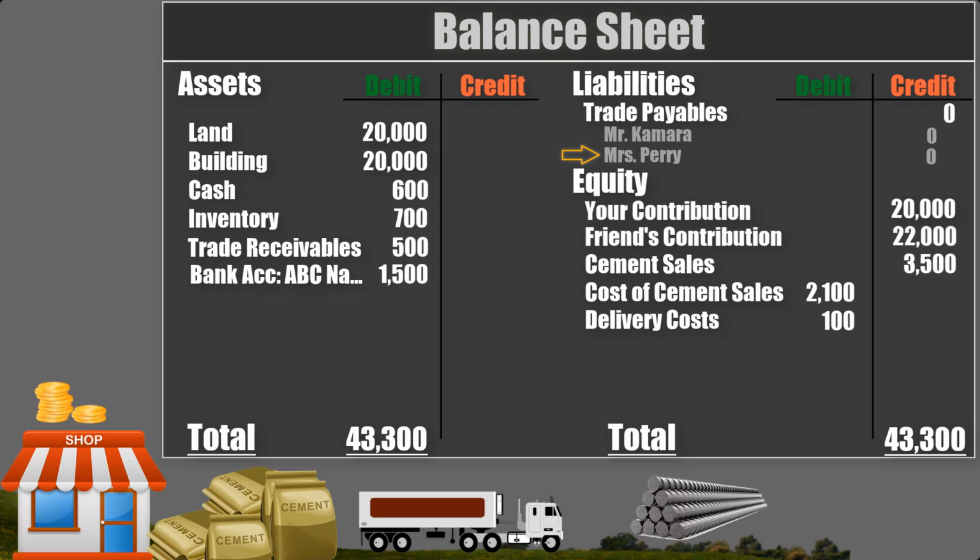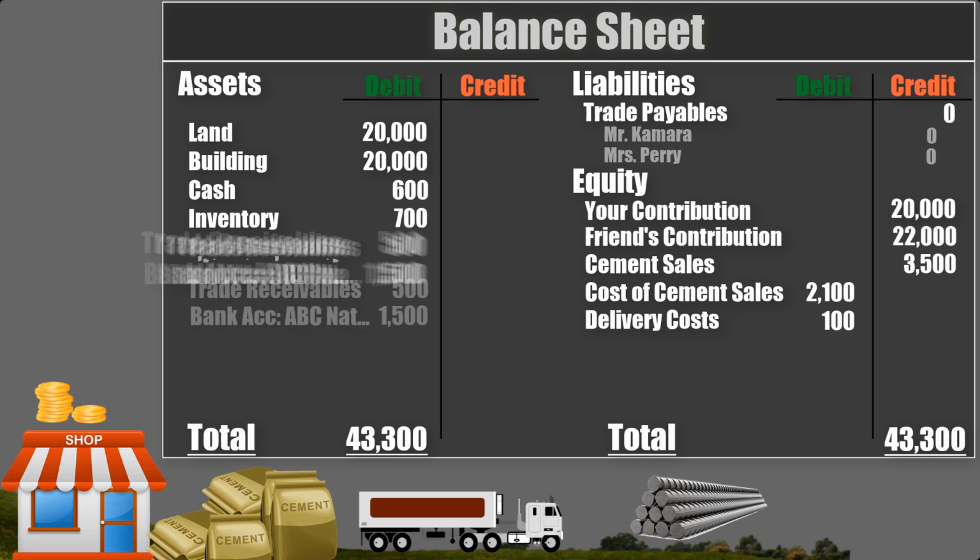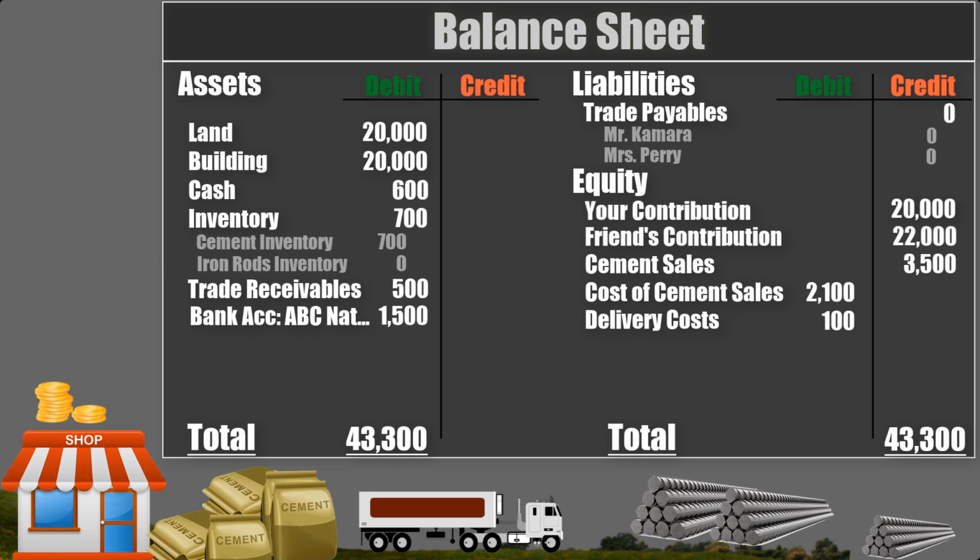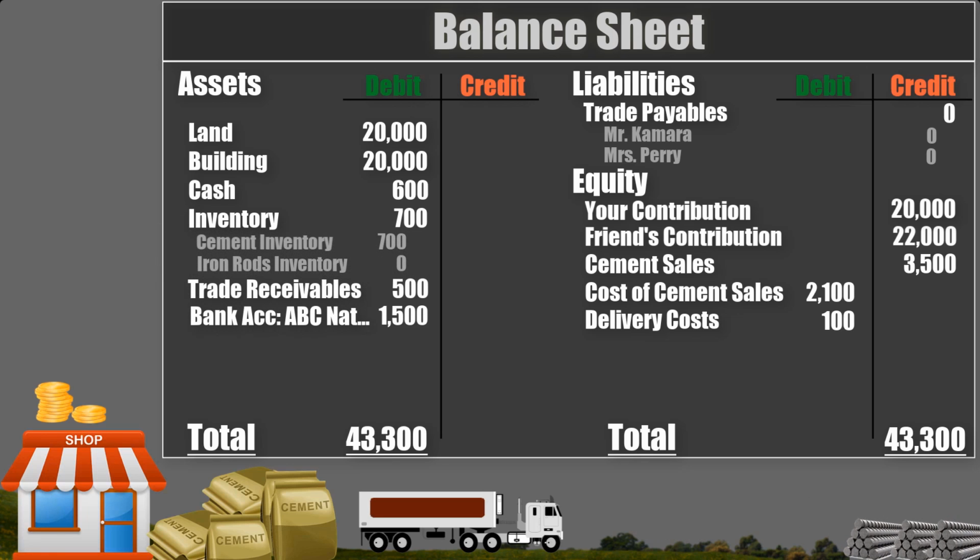Now we have 2 products, cement and iron rods. Therefore, we create 2 sub-accounts under inventory. You buy 3 bundles for $500 each. The total is $1,500. We debit iron rods under inventory and credit Mrs. Perry under trade payables. Note that the balance of trade payables represents the sum of the 2 sub-accounts. When we calculate the total of liabilities, we can either consider the main account balance or that of the sub-accounts, but not both. The same applies to the balance of your inventory.